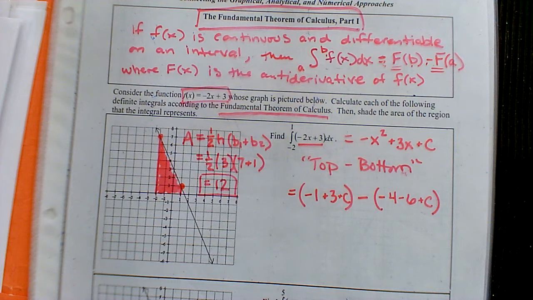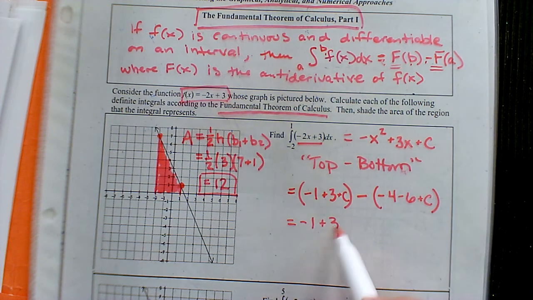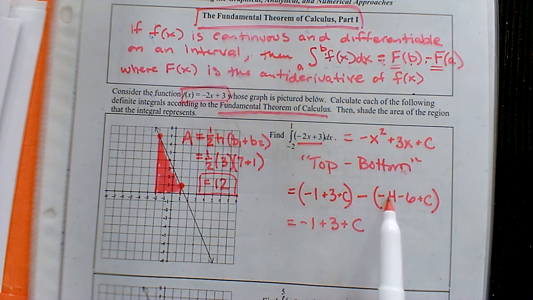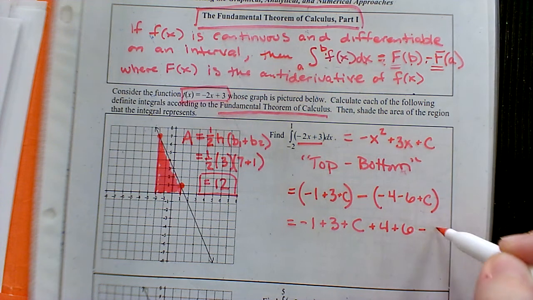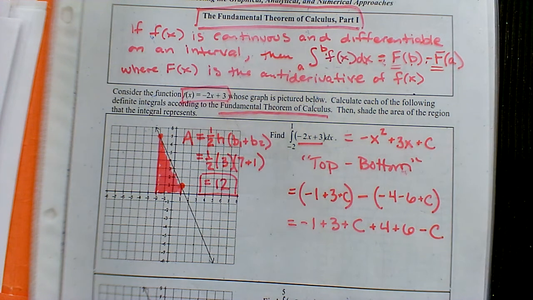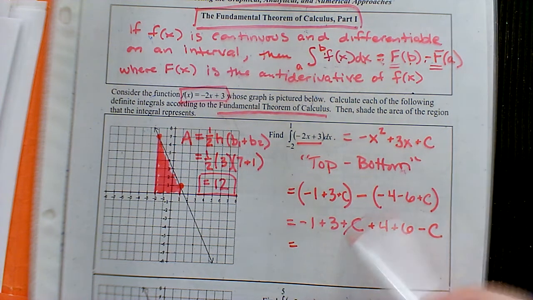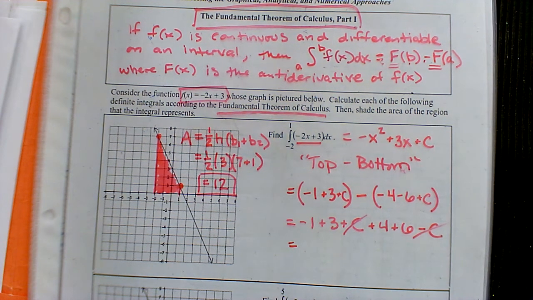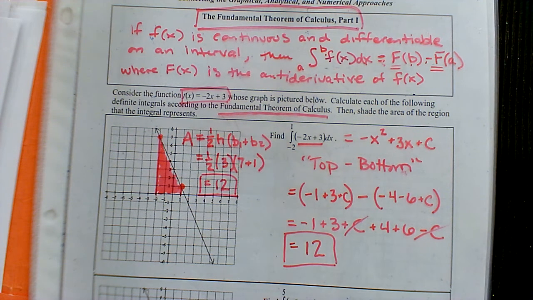Now it's just evaluating using some algebra or arithmetic. We have negative 1 plus 3 plus c, but since we're subtracting, you have to distribute that minus sign through. So we'd have plus 4 plus 6 and then minus c. Do you notice anything that's going to happen? The c's cancel, and we get 12. There we go.